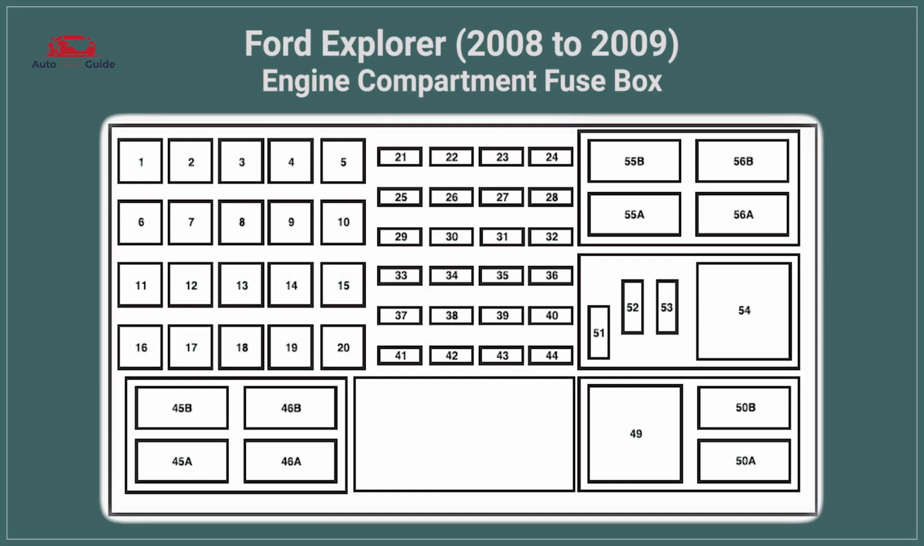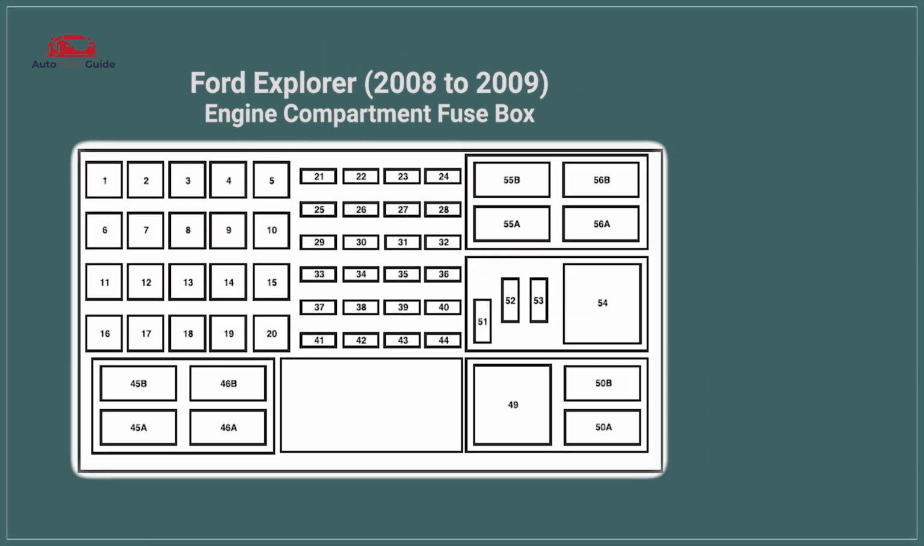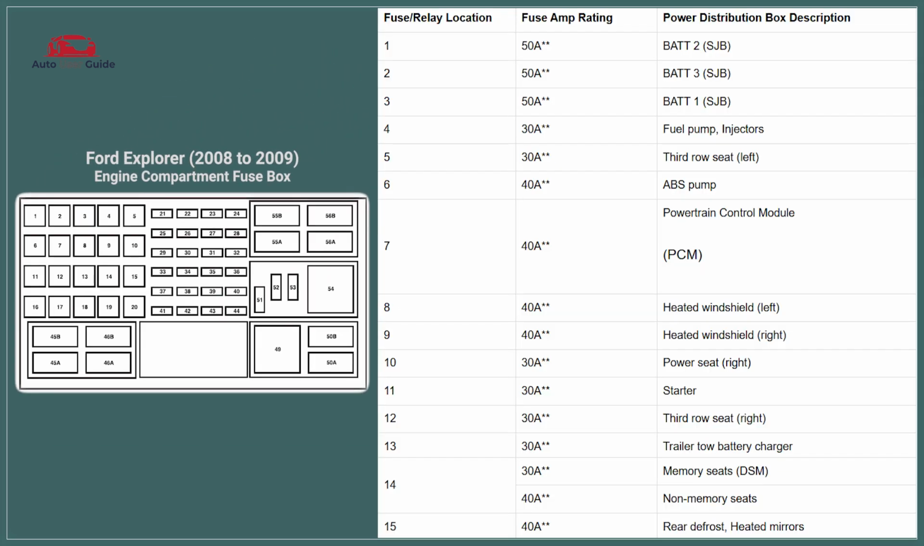The engine compartment fuse box in a 2008 to 2009 Ford Explorer distributes and protects power to essential systems like the PCM, ignition, fuel pump, cooling fans, and ABS.